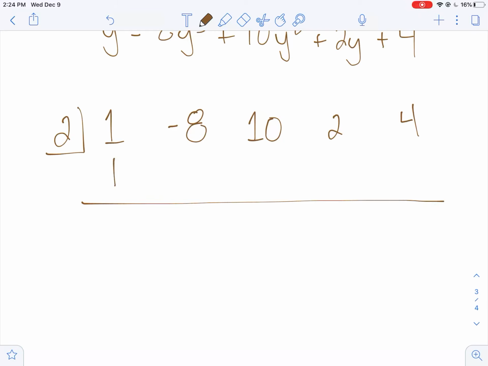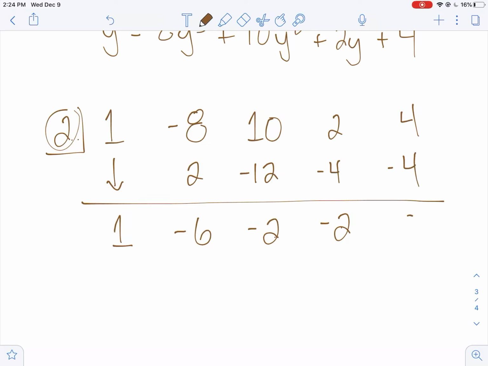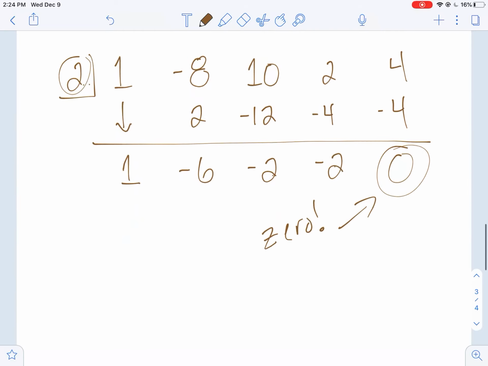So I'm going to draw my line. I'm going to drop down the 1. 1 times 2 gives me 2. Negative 8 plus 2 gives me negative 6. Negative 6 times 2 gives me negative 12. 10 plus negative 12 gives me negative 2. Negative 2 times 2 gives me negative 4. 2 minus 4 gives me negative 2. Negative 2 times 2 gives me negative 4. 4 plus negative 4 gives me 0. That's awesome. I like seeing that because what that tells me is 2 is a root.